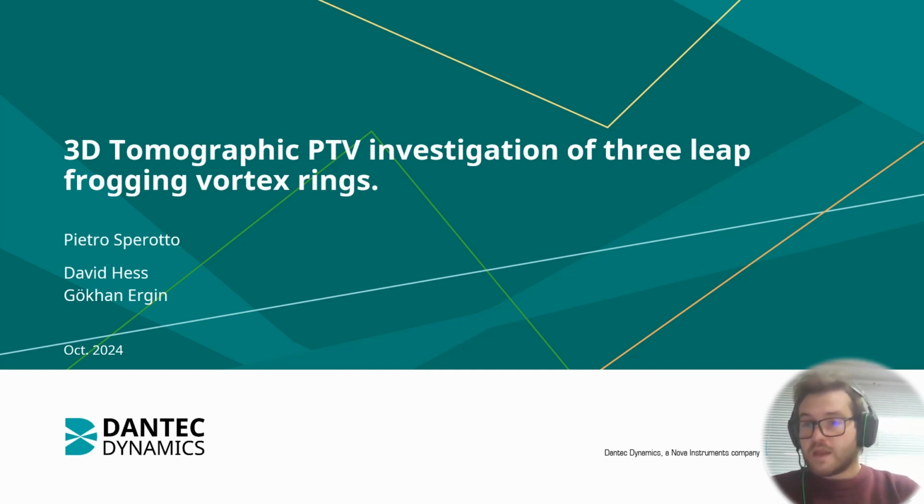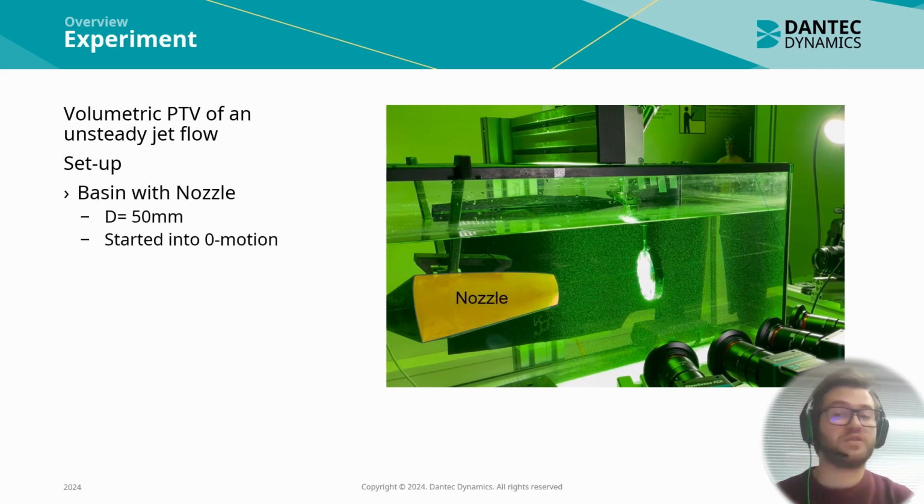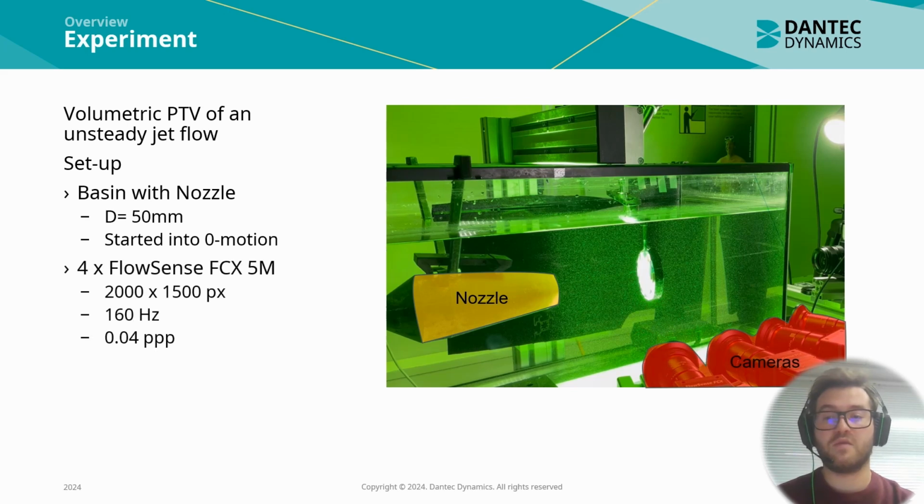So let's start with the experiment. What we have is that we perform a volumetric PTV of an unsteady flow. To achieve this unsteady behavior, what we did is simply take the basin and let it get very steady, smooth and quiescent. And then we started to measure when we started the pump. In this case, the nozzle was 50 millimeters.